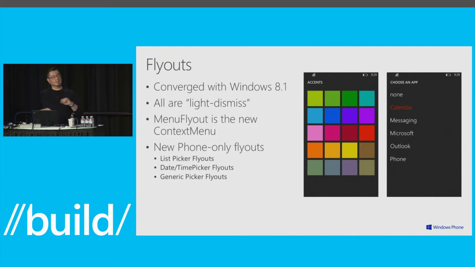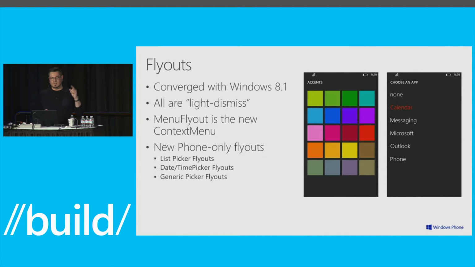If you were looking for context menu, which was a phone concept or a Silverlight concept, now go look for the menu flyout. Again, sort of remapping the pointers for Silverlight to XAML. There are some phone-only flyouts. So there's a list picker flyout.